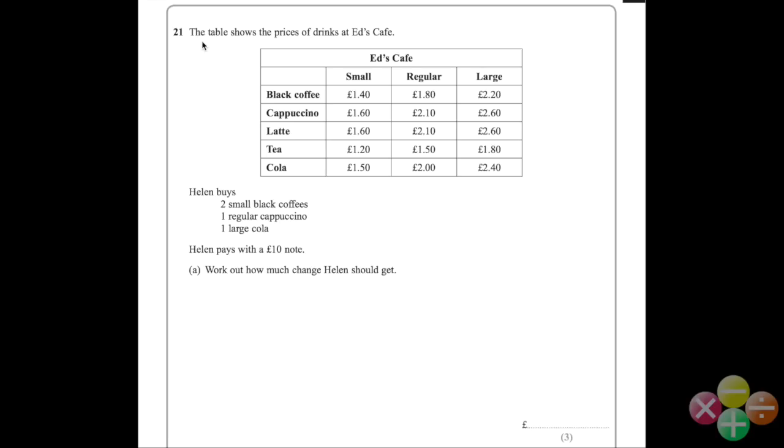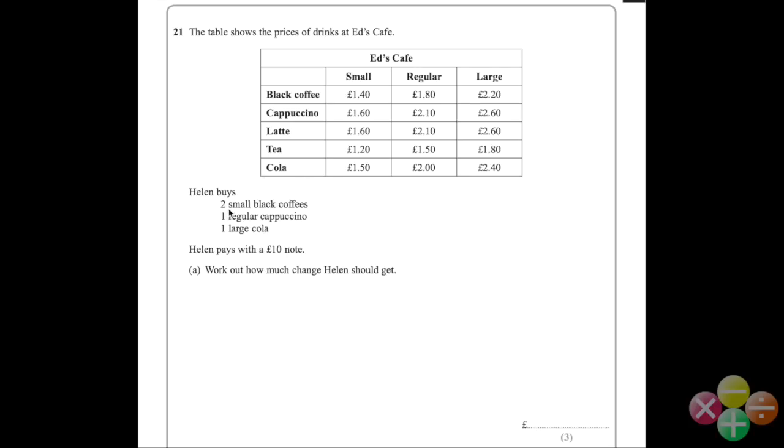Question 21. The table shows the prices of drinks at Ed's Cafe. So here we've got our drinks, small, regular and large, and our different drinks down the side. Helen buys 2 small black coffees, 1 regular cappuccino and 1 large cola. Helen pays with a £10 note. Work out how much change Helen should get.